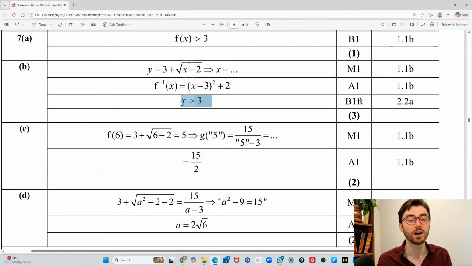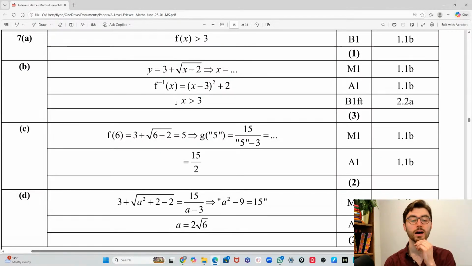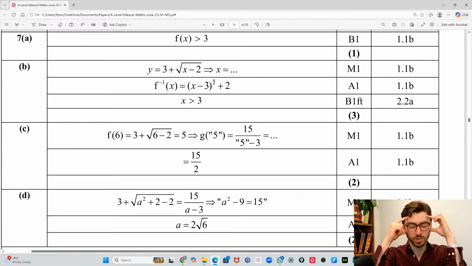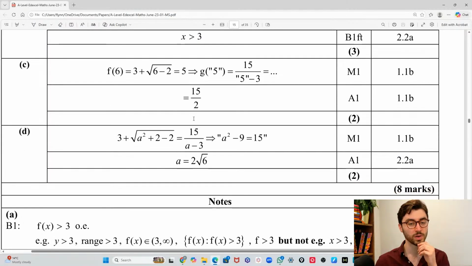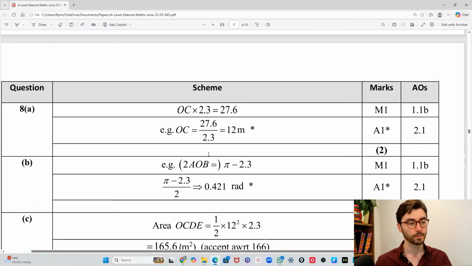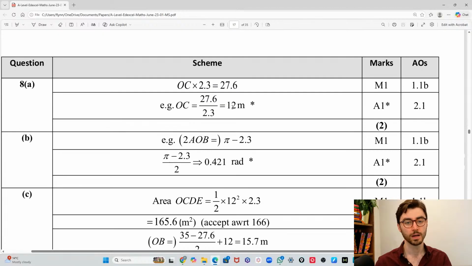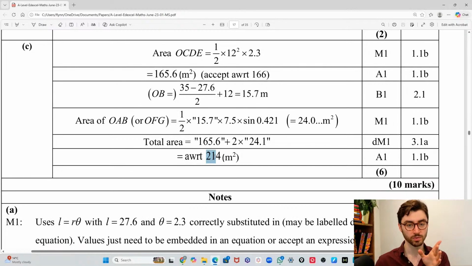Here's why I lost a mark. I forgot to write the domain of this. We knew the range of the original. I should have noted that for the inverse, the range of the original is the domain of the inverse. And I should also have known that in the functions chapter, you cannot quote a function without giving a domain. So I should have gotten that. 15/2 I got. 2 root 6 I got. I got the 12. I got the 0.421. I got the 214. Great.